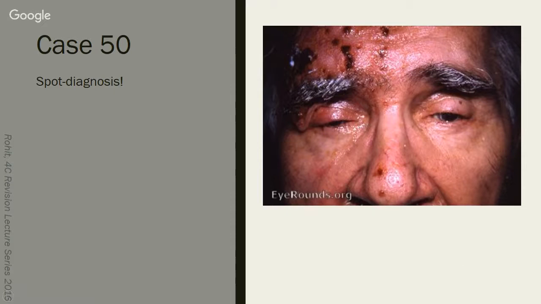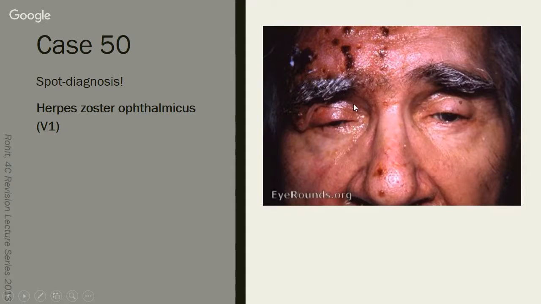Last one, case 50. We made it. Who are we up to? Yeah, varicella zoster. Yep, absolutely. So which nerve is it affecting? Yeah, the ophthalmic division of the trigeminal nerve, i.e. V1. So herpes zoster ophthalmicus. You can also get maxillaris and mandibularis as well, but they don't cause this problem.